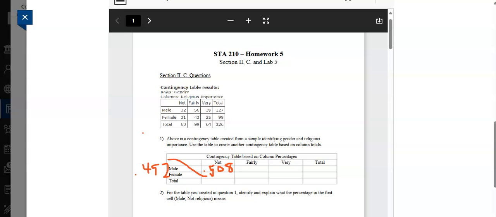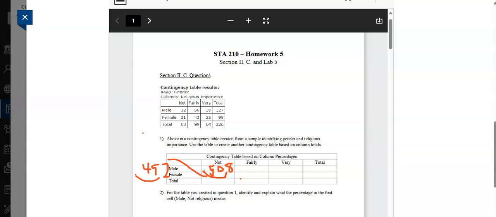Something I forgot to do was to change them into percents. So this should really be 50.8% and 49.2%. Notice we do the division, we get a decimal, and then we move the decimal places. So this really should be 50.8 and 49.2. And then you'll do the same thing for the fairly column and the very column.